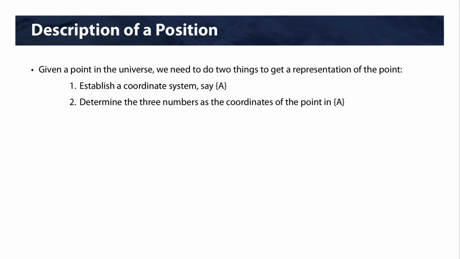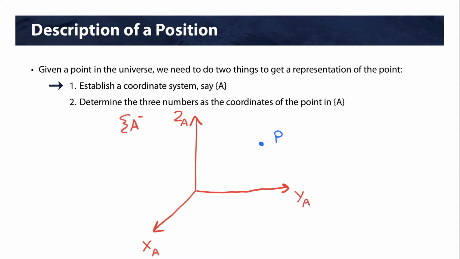Suppose we're given a point in space. This is point P. In order to describe point P, we first need to establish a coordinate frame. So this is our coordinate frame. We define our axes. We have our x-axis, our y-axis, and z-axis. And we're going to call this frame A. The subscript A are the axes of frame A, and we'll use the curly brackets to denote that it's a frame. Now we need to determine the projection of point P onto those three axes.